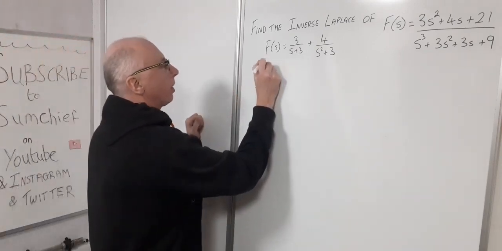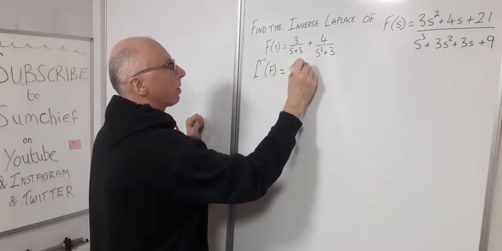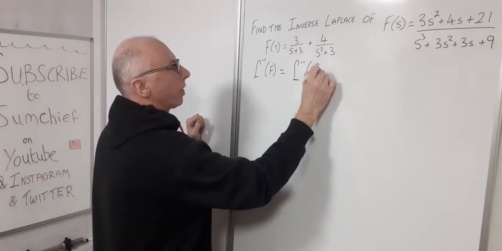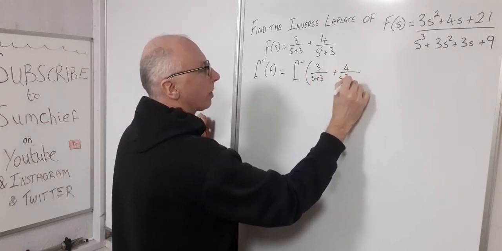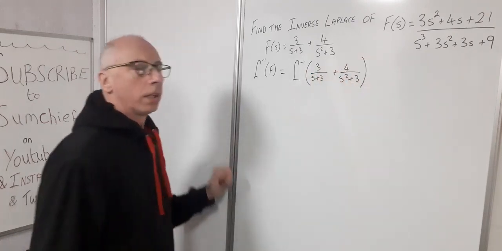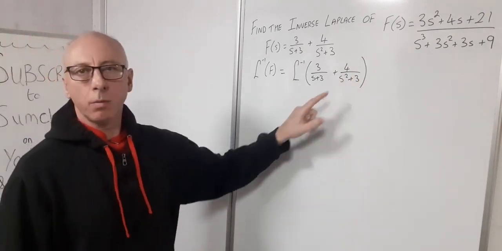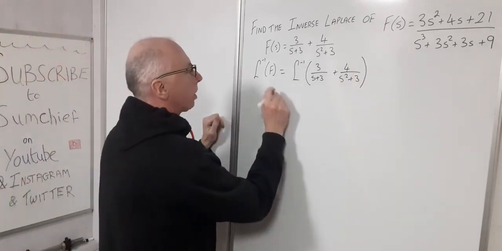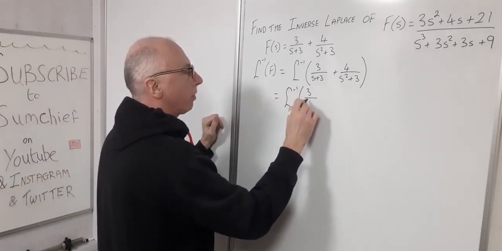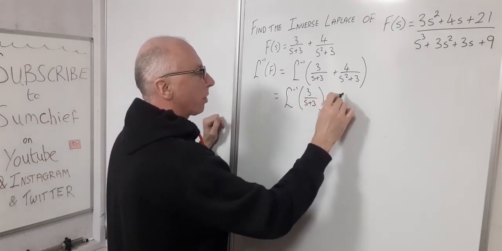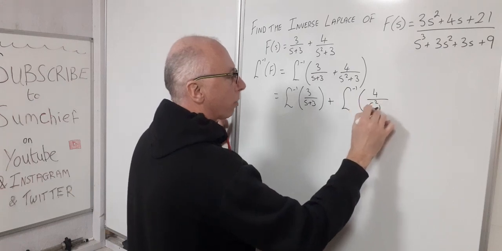So the inverse Laplace of F equals the inverse Laplace of 3 over s plus 3 plus 4 over s squared plus 3. Okay, now we can break these two apart and deal with them individually. So just continuing down from here, we've got the inverse Laplace of 3 over s plus 3, plus the inverse Laplace of 4 over s squared plus 3.